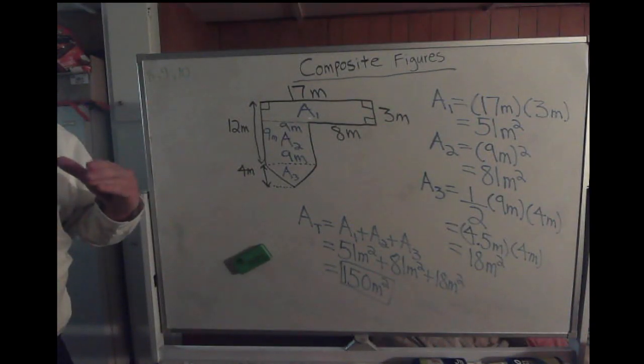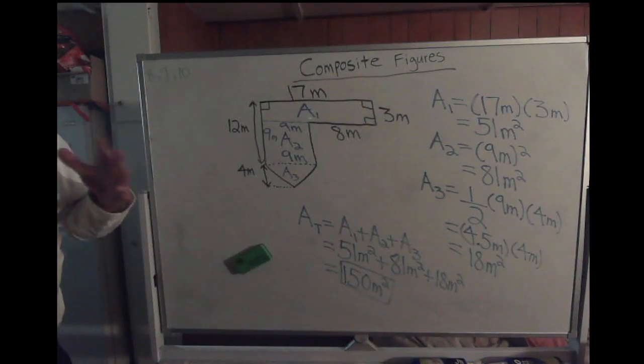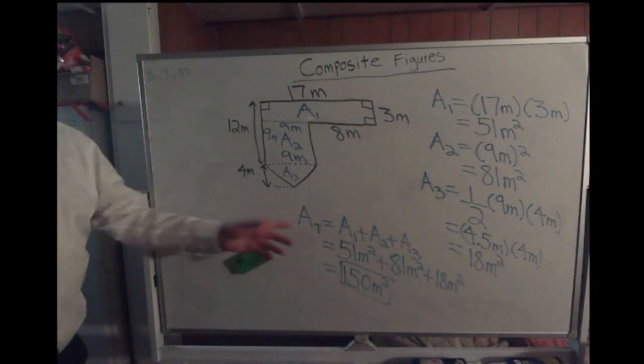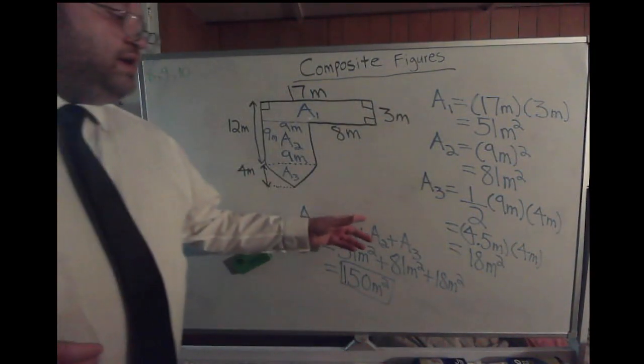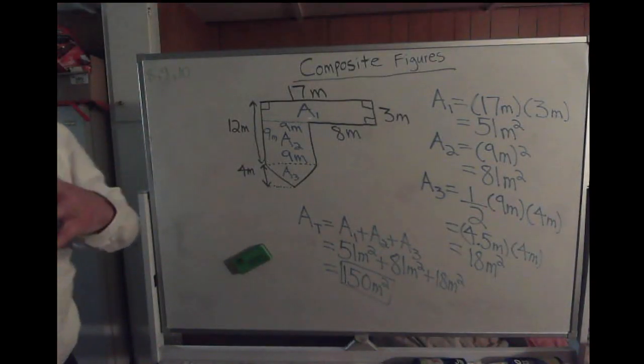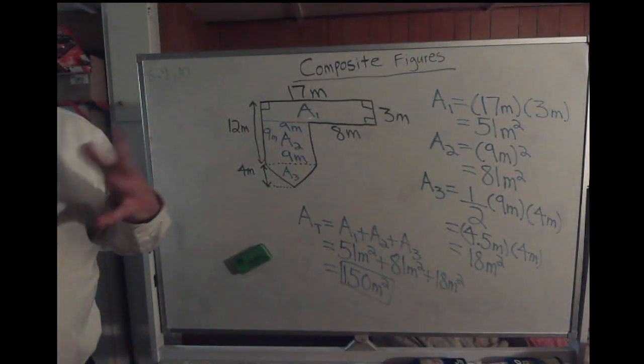Composite figures, you just look at the overall shape and see what you can separate it into, you're going to have a lot of imaginary lines. You're going to have several areas you've got to add together. But to get the total area, you add up the sum of the areas of the shapes you split it into. That's basically it.